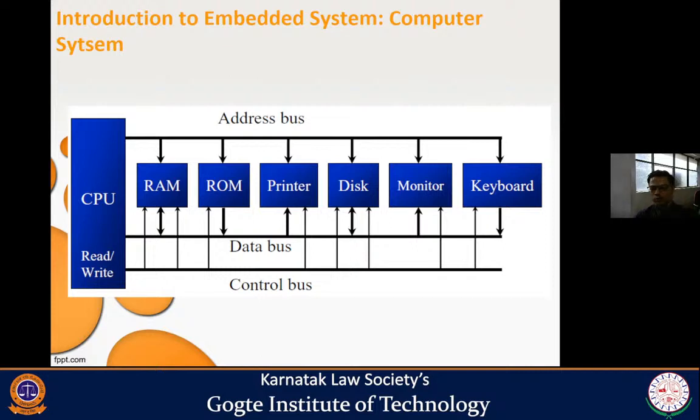So this is how the computer system would look like. So we would be talking about what is RAM, ROM, the IO devices, what is CPU, what is address bus, data bus, and control bus. What are these buses and what are the roles of these buses in controlling the application, controlling the data.